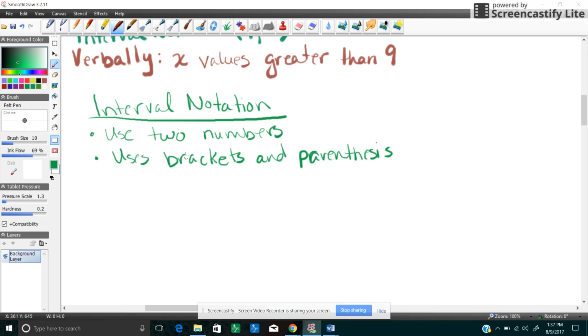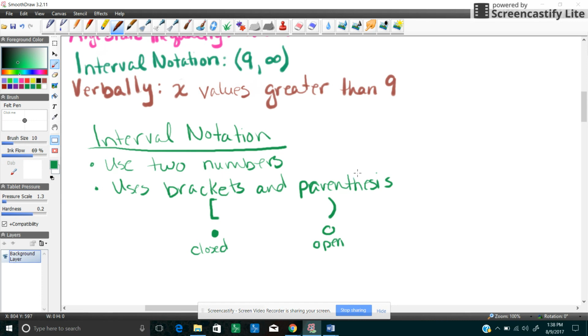Right underneath, I'm just going to go ahead and draw what I mean by a bracket. This is a bracket, and this is a parentheses. They can be swapped depending on the problem. For brackets, we use them if there is a closed circle. And for parentheses, we use them if there's an open circle or infinity.